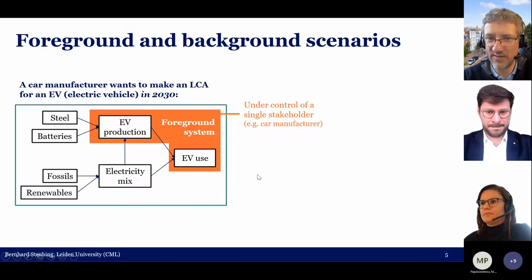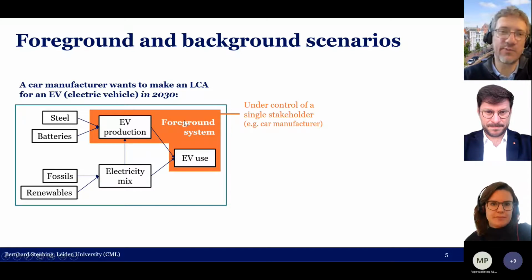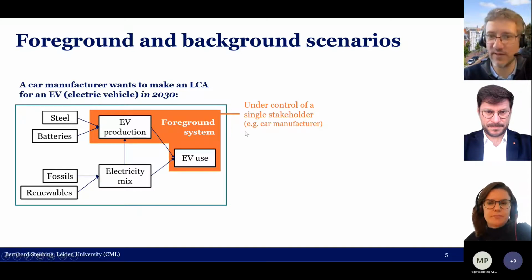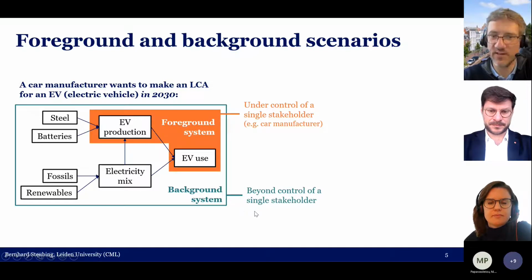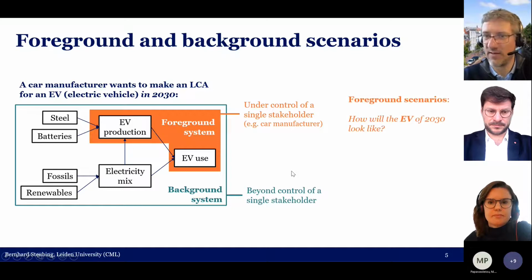Now, a part of that system will be under the control, or at least in the knowledge domain of the EV producer. And we call that the foreground system in this case. And then we have the much wider economic system that is basically beyond the control of the car manufacturer. So we take this as the background system here.